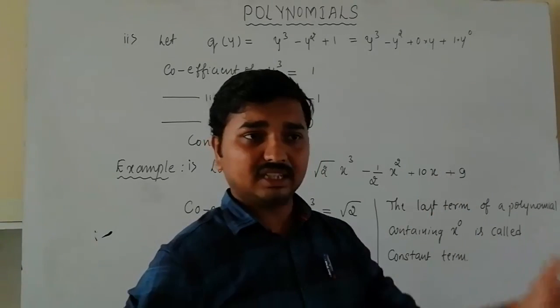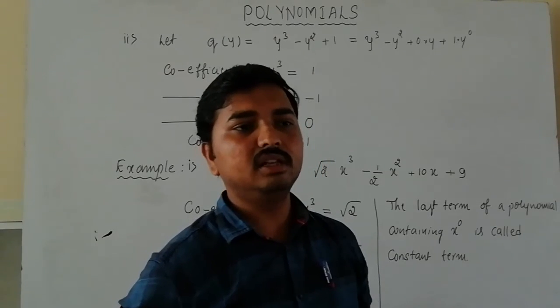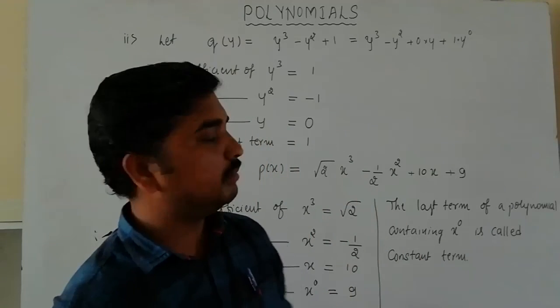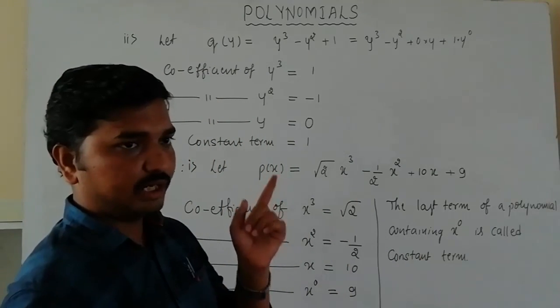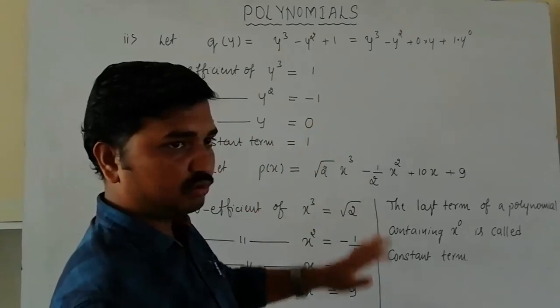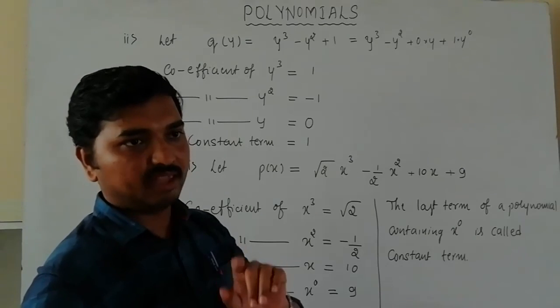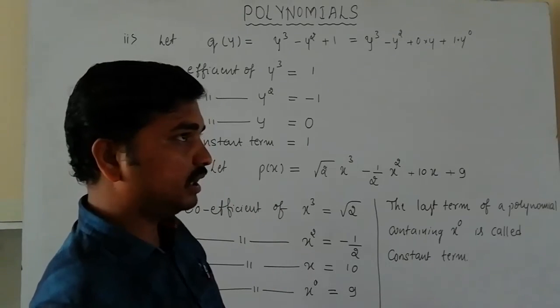One thing. Suppose the constant term is absent, what does it mean? Constant term is actually 0. Okay, you need to remember this one. This will be helpful to solve the problems of the first exercise. That's why I am going to clarify all the doubts which will appear while solving the exercise questions. Okay, so this is about the coefficient.